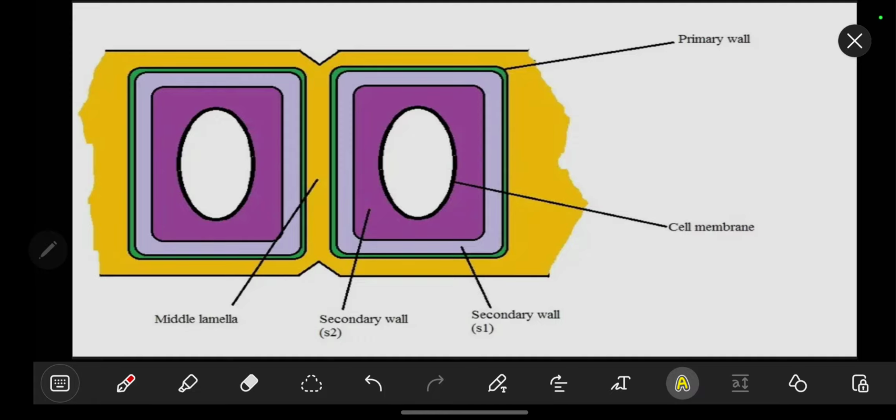Our middle lamella, however, is this substance that is found in between two adjacent cells. Adjacent cells simply means cells that are next to each other. The function of this is to act as a super glue. What it does is that it holds two cells together. When two adjacent cells are together, we do not want them to be separated. The middle lamella is there to act as a super glue that prevents them from being separated.